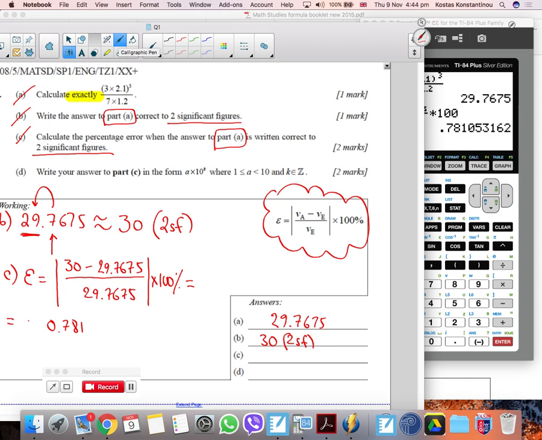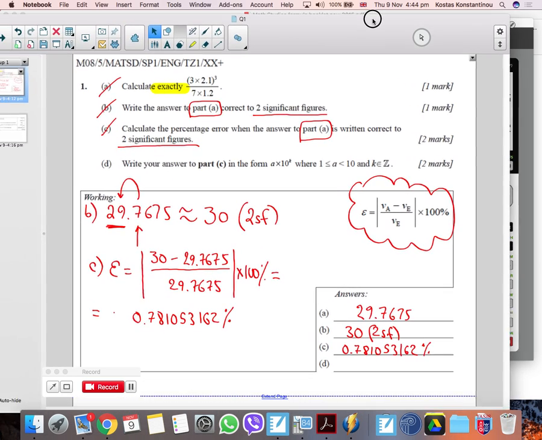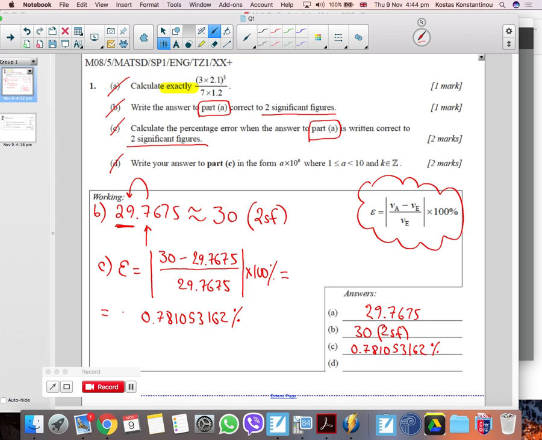and the answer that I get is the one I'm going to write, 0.781053162, and I'm not going to forget the percentage symbol, and I'm going to transfer this so the examiner can give me the marks. 0.781053162%. And now for the last part, for part D, it says write your answer to part C this time.